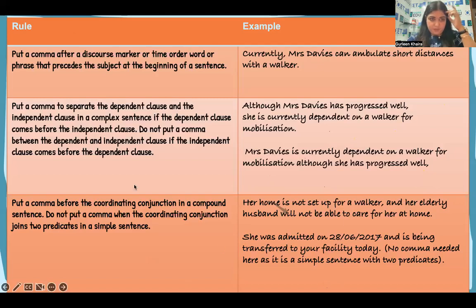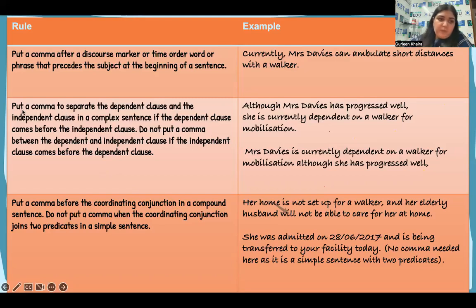The first rule, put a comma after a discourse marker or a time order word, or a phrase that precedes, the meaning of the word precedes is it comes before, the subject at the beginning of a sentence. So for example, here Mrs. Davies is the subject of a sentence. And this word, currently, this time order word is preceding the subject. So we will separate anything that comes before the subject with a comma.